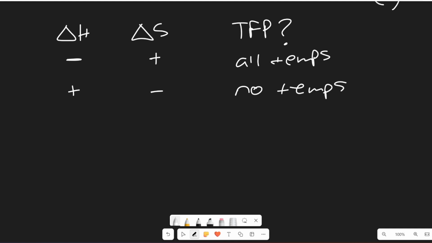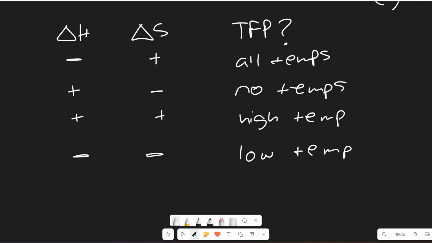And then what I like to do here is, now what you have left is high temps and low temps. Just think of it this way: low temp means negative, so essentially our delta S and delta H are going to be both negative, and high temps mean positive, meaning both of these are going to be positive. So this is sort of just an easy way for you to get around those type of questions.